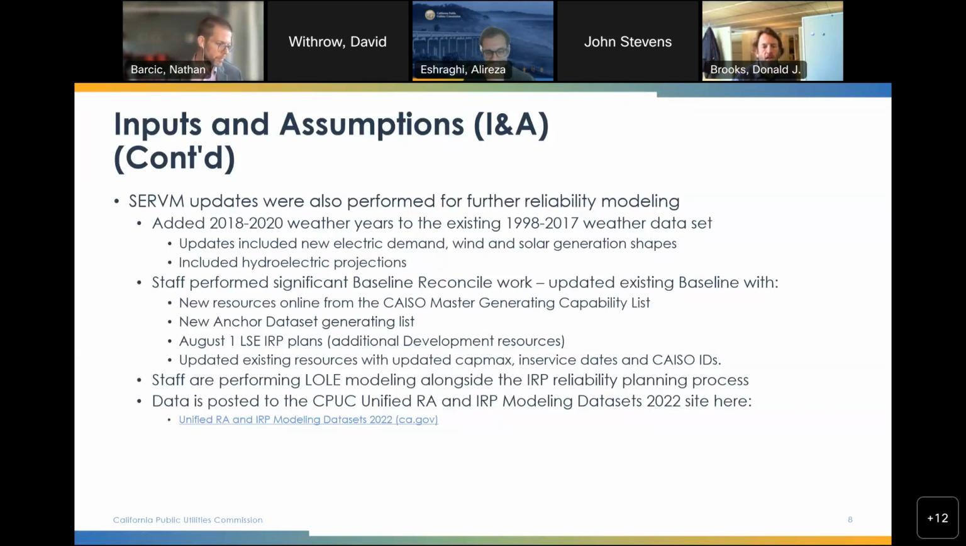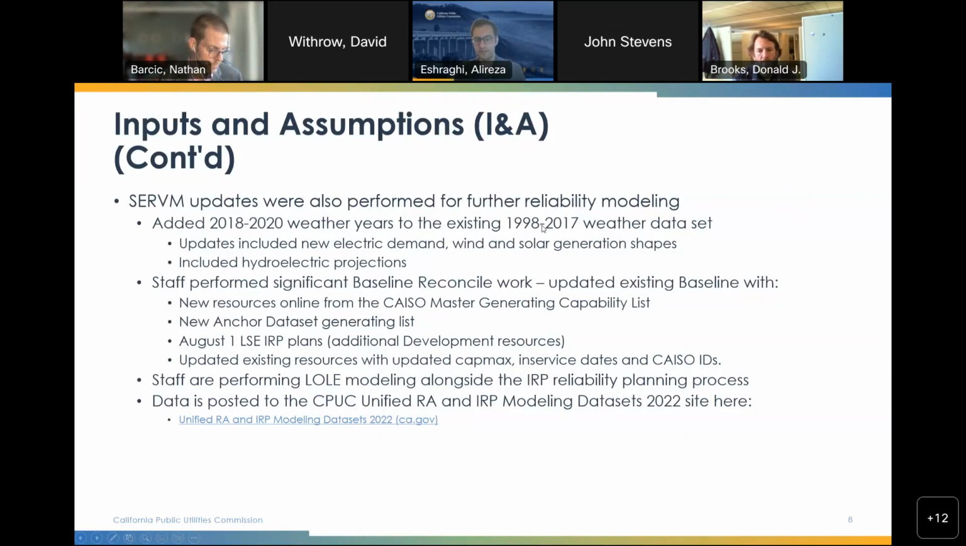Staff are performing loss of load modeling alongside the IRP reliability planning process, as Ali just described, and the data is posted to the PUC website right there. Unified RA and IRP modeling data sets 2022. There's a number of other updates that I think we've talked about in previous MAGs, and there's a slide to talk about some of those more weedsy things later in the slide deck, but these are the big things we're performing for Servo.